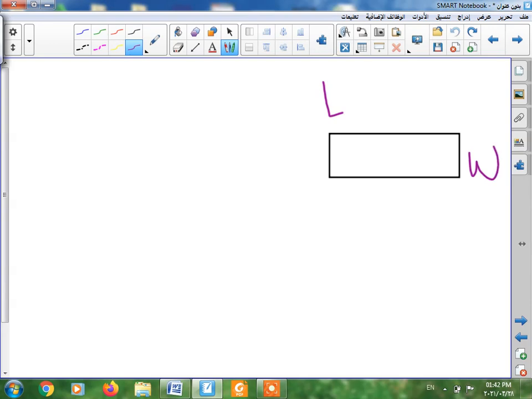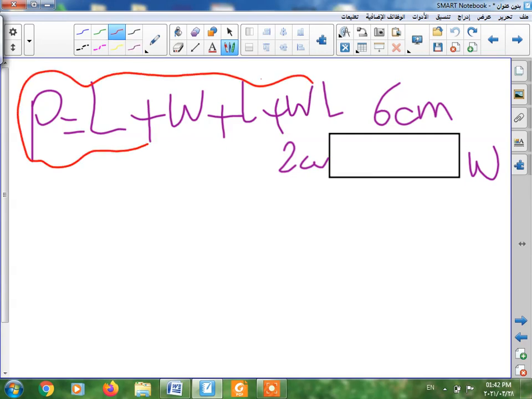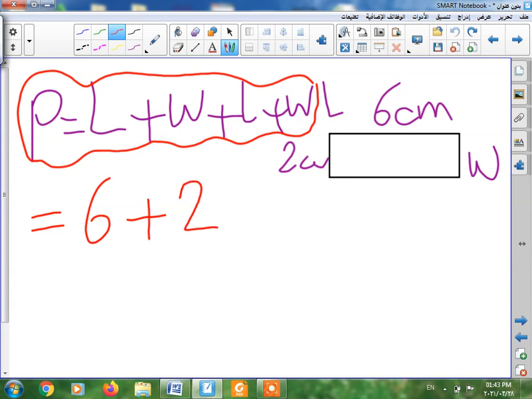If I say the length equals 6 centimeter and the width equals 2 centimeter, how do we find the perimeter of this rectangle? Perimeter equals, what's the rule? Length plus width plus length plus width. We must write the rule to find the perimeter. Length plus width plus length plus width equal what? Where is the length? 6 plus width equal what?